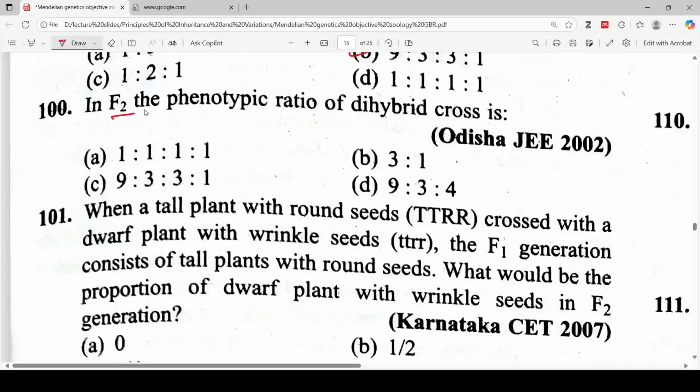In the F2 phenotypic ratio of dihybrid cross is. Again the correct answer same. 9:3:3:1. So the correct answer is.